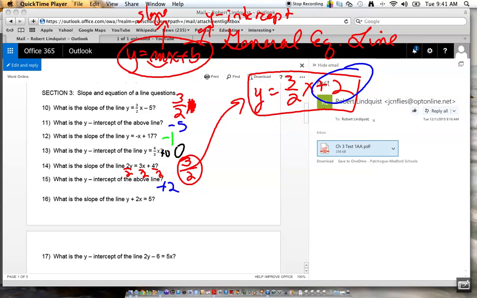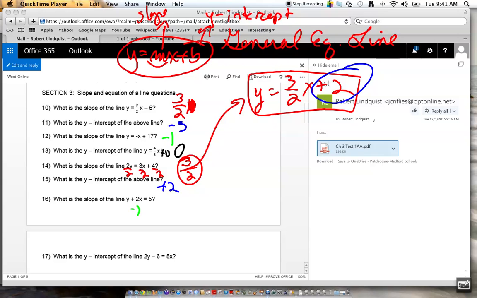Next up. What's the slope of the line? Now, what's the problem with this one, guys? Caitlin, what's the problem? Right, because it doesn't say what? The equals. Yeah, y equals. It's got to say y equals.